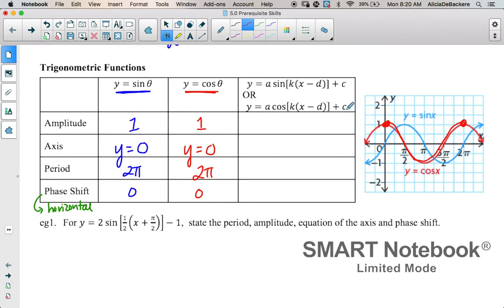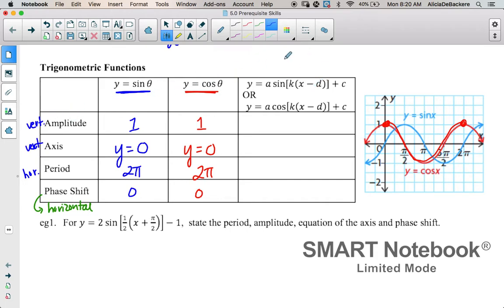So what we're going to see here, hopefully you've noticed that amplitude is a vertical change, the axis is a vertical change, we already said phase shift is horizontal, and the period is also horizontal. So the vertical changes are going to come to the changes to the y values, which are on the outside of the function, outside of the brackets, and the horizontal changes are coming inside the function or inside the brackets.